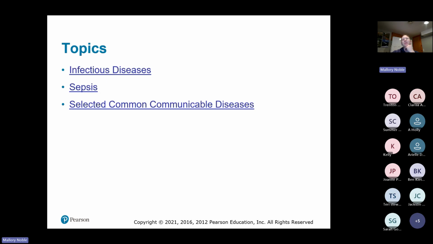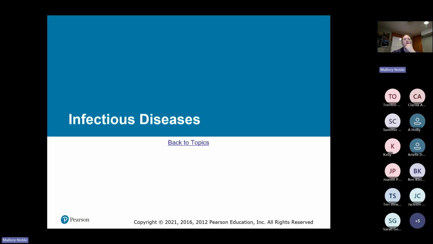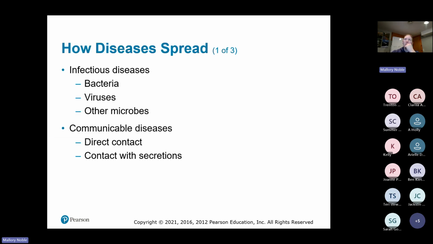does go through quite a lot of different communicable diseases. So with each one, if there's something super important to remember about them, I'll highlight it. But just to try and make it a little bit easier when you're studying. So infectious diseases, how are they spread? Well, bacteria, viruses, and other microbes, kind of the general how they're spread.